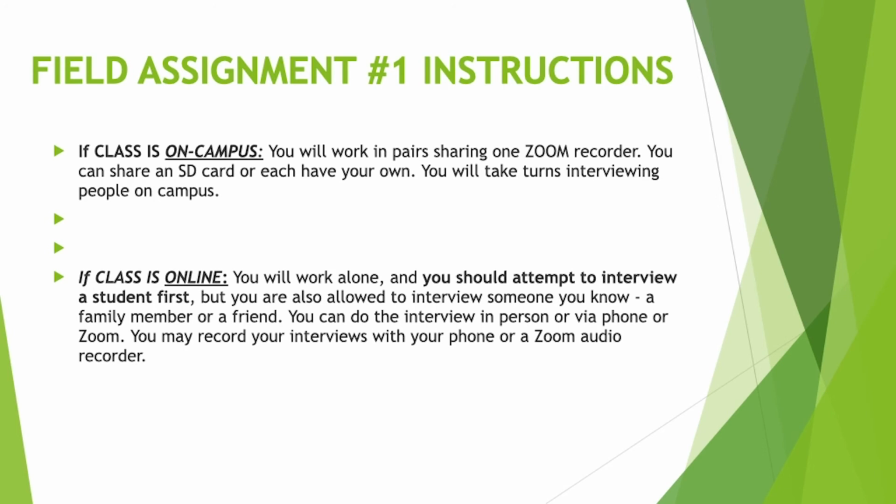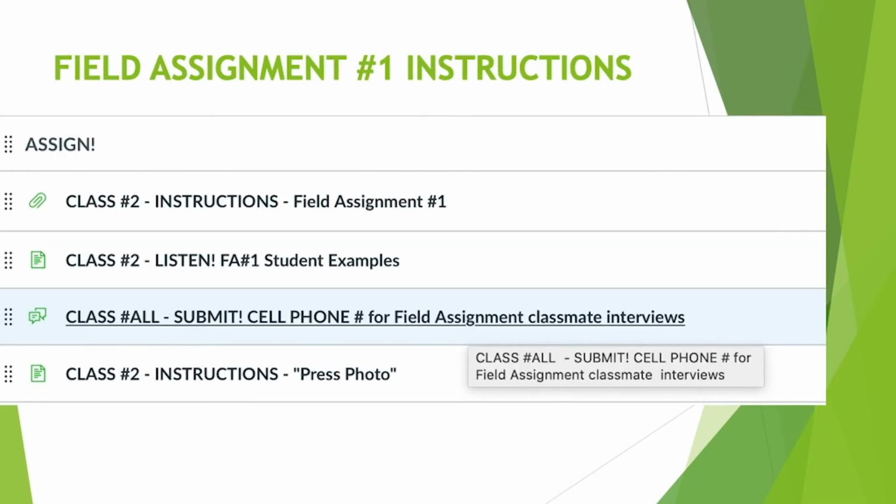If class is on campus, you will work in pairs, sharing one Zoom recorder. You can share an SD card or each have your own. You'll take turns interviewing people on campus. If class is online, you're going to work alone, and you should attempt to interview a student first, but you're also allowed to interview someone you know, a family member or a friend. You can do the interview in person or via phone or Zoom. You may record your interviews with your phone or with a Zoom audio recorder.